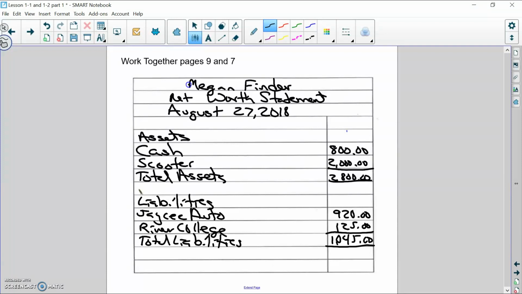And again, they're skipping a line, and the last line is going to be net worth. To get the net worth, I take what I own minus what I owe. So I'm going to take my total assets minus my total liabilities. And if I do that, I get $1,755.